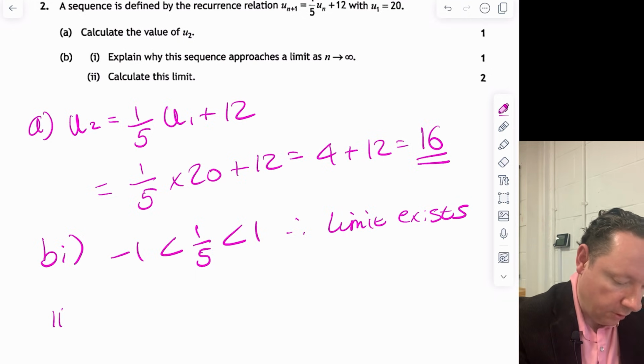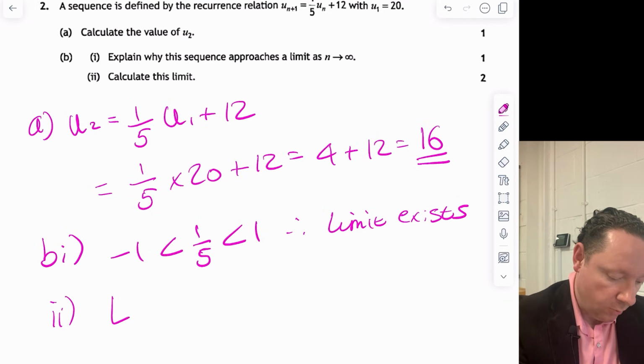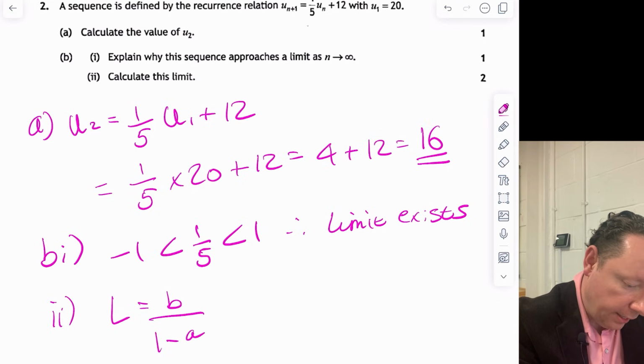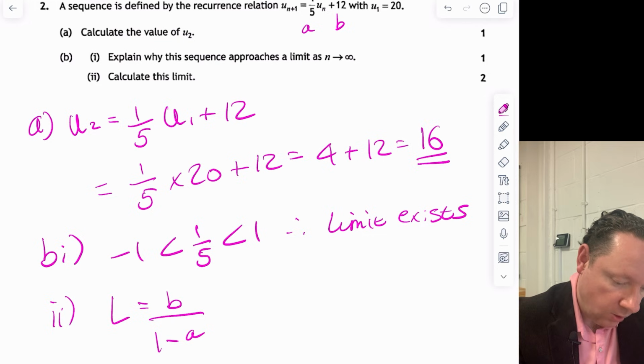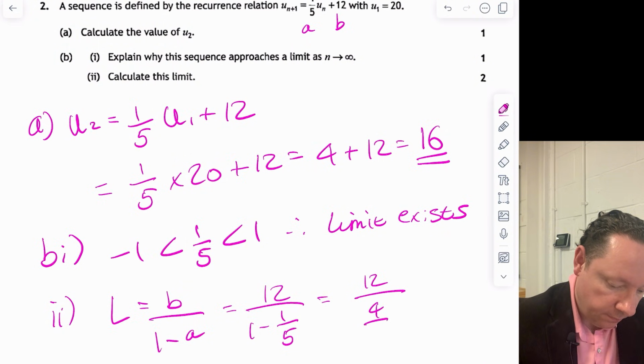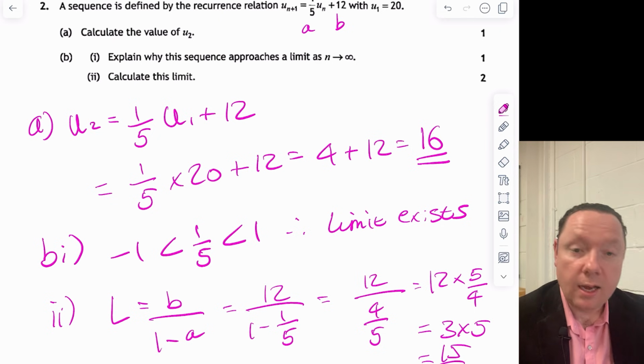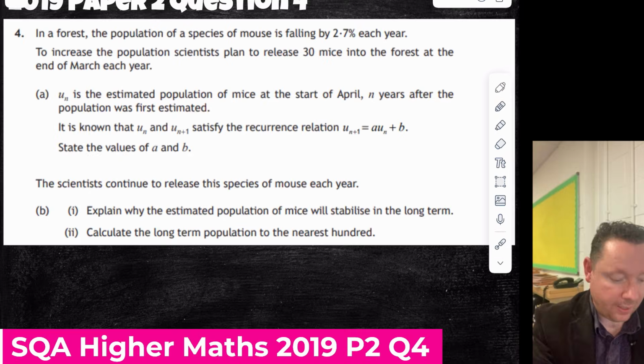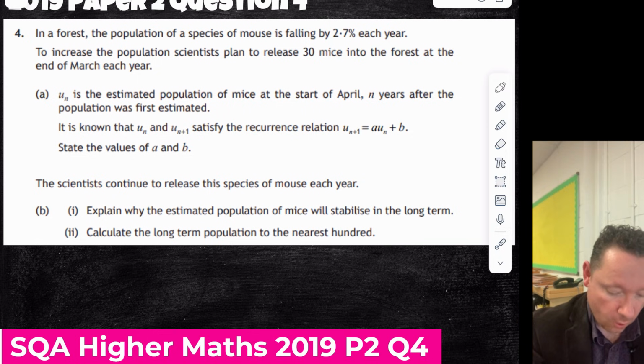Part 2, calculate this limit. Well, I use b over 1 minus a. So that is a and that is b. So that's 12 over 1 minus a fifth. That's 12 over 4/5. That's 12 times the reciprocal, 5/4. 12 divided by 4 is 3 times 5 equals 15. And we're done there.